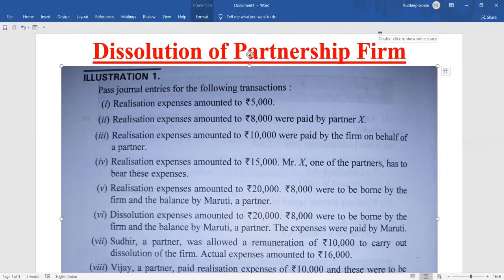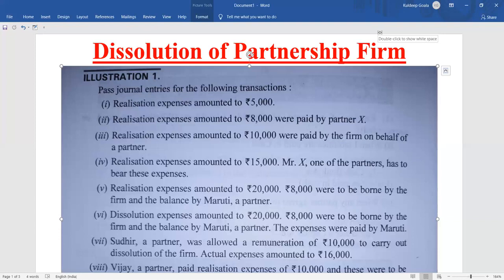उसके बाद जो effect होगा, that means either paying the expenses, or selling the asset, or asset taken over by a partner, जो भी होगा, we will do the effect of that. That is the settlement of the assets and liabilities. We will not transfer it again. We will assume that it has already been transferred.